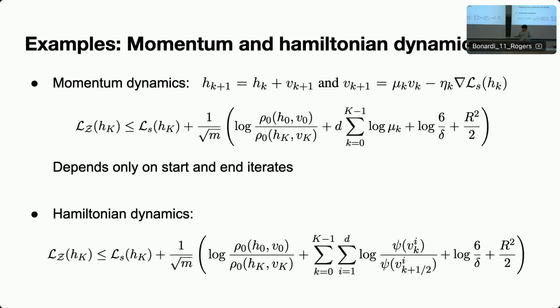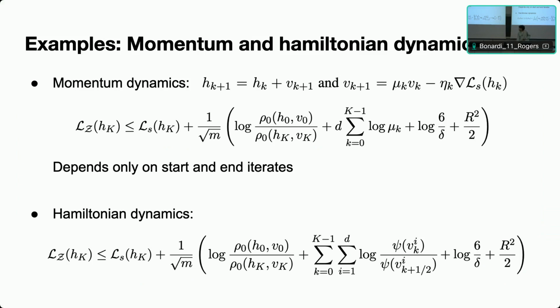So just quickly, in the paper we talk about this in detail, but for example, with the momentum dynamics, where you have this velocity term, you can get a generalization bound which, funnily enough, doesn't depend on anything except the start and end iterates, as well as the momentum coefficient. And also for the Hamiltonian dynamics, you can get a similar bound, which you can check out in the paper.